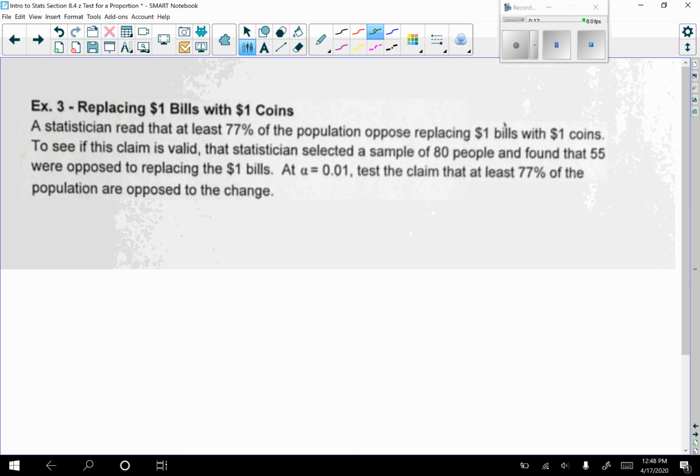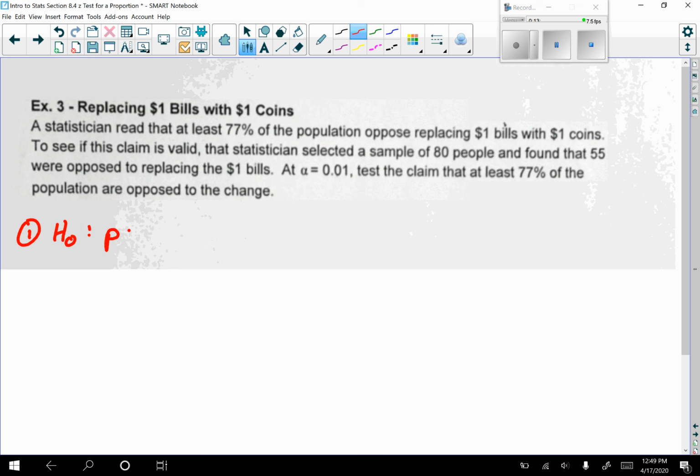All right, so for this, we're going to use the traditional method. A statistician read that at least 77% of the population opposed replacing $1 bills with $1 coins. To see if this claim is valid, the statistician selected a sample of 80 people and found that 55 were opposed. At the alpha equals 1% level, test the claim that at least 77% are opposed. This is something that showed up in a previous worksheet, I think for section 8.3.